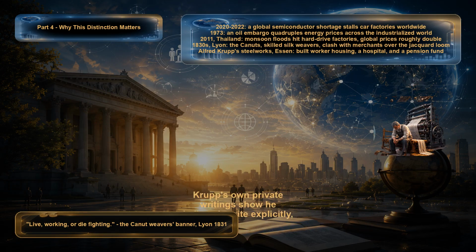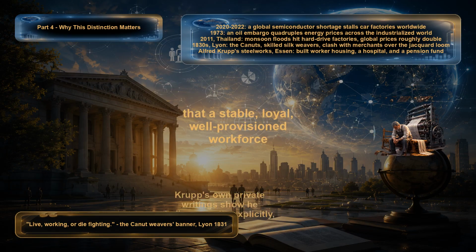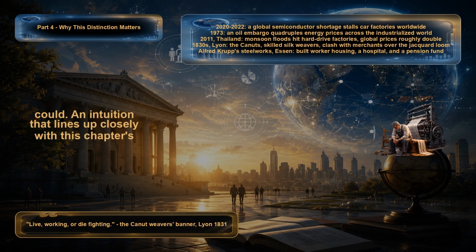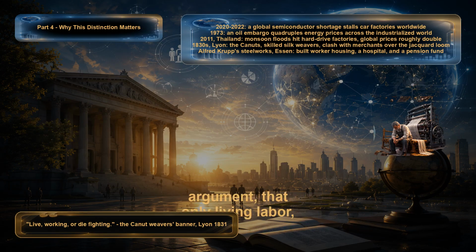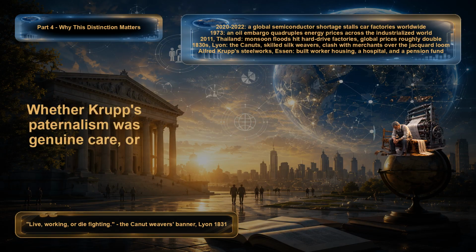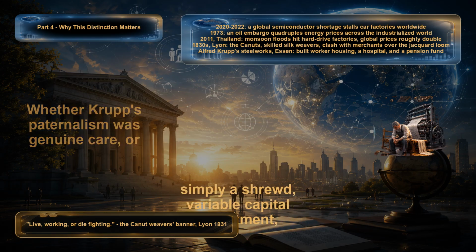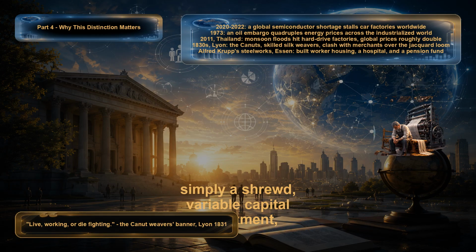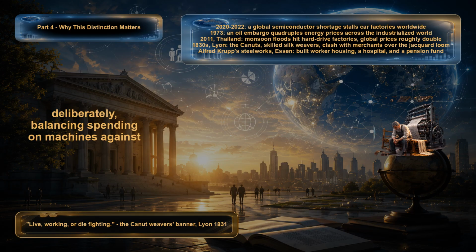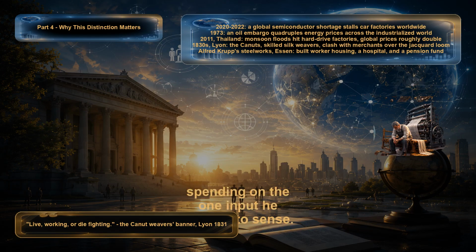Krupp's own private writings show he believed, quite explicitly, that a stable, loyal, well-provisioned workforce produced better steel than a machine alone ever could, an intuition that lines up closely with this chapter's argument, that only living labor, properly maintained and motivated, is capable of creating value beyond what was spent on it. Whether Krupp's paternalism was genuine care or simply a shrewd variable capital investment, historians still debate. Either way, his ledgers show an industrialist consciously, deliberately, balancing spending on machines against spending on the one input he seemed to sense.